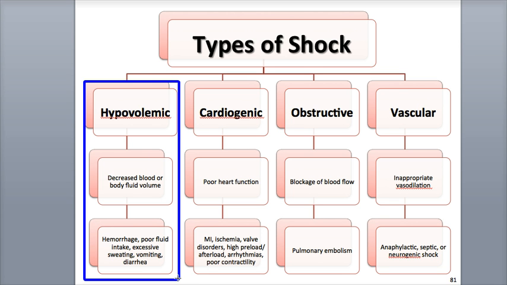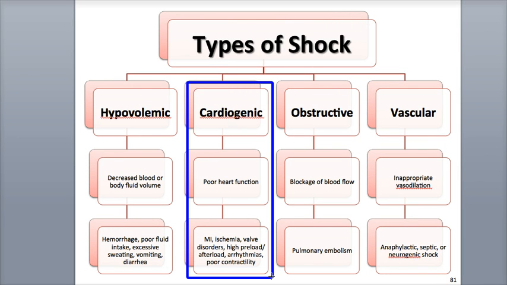Hypovolemic shock is commonly caused by sudden external or internal hemorrhaging, poor fluid intake, or through the loss of body fluids as a result of excessive sweating, vomiting, or diarrhea. As a result of this loss of body fluid volume, venous return to the heart slows down. The heart doesn't fill with as much blood, stroke volume decreases, and there is a decrease in cardiac output. This type of shock is treated by replacing fluid volume as fast as possible.